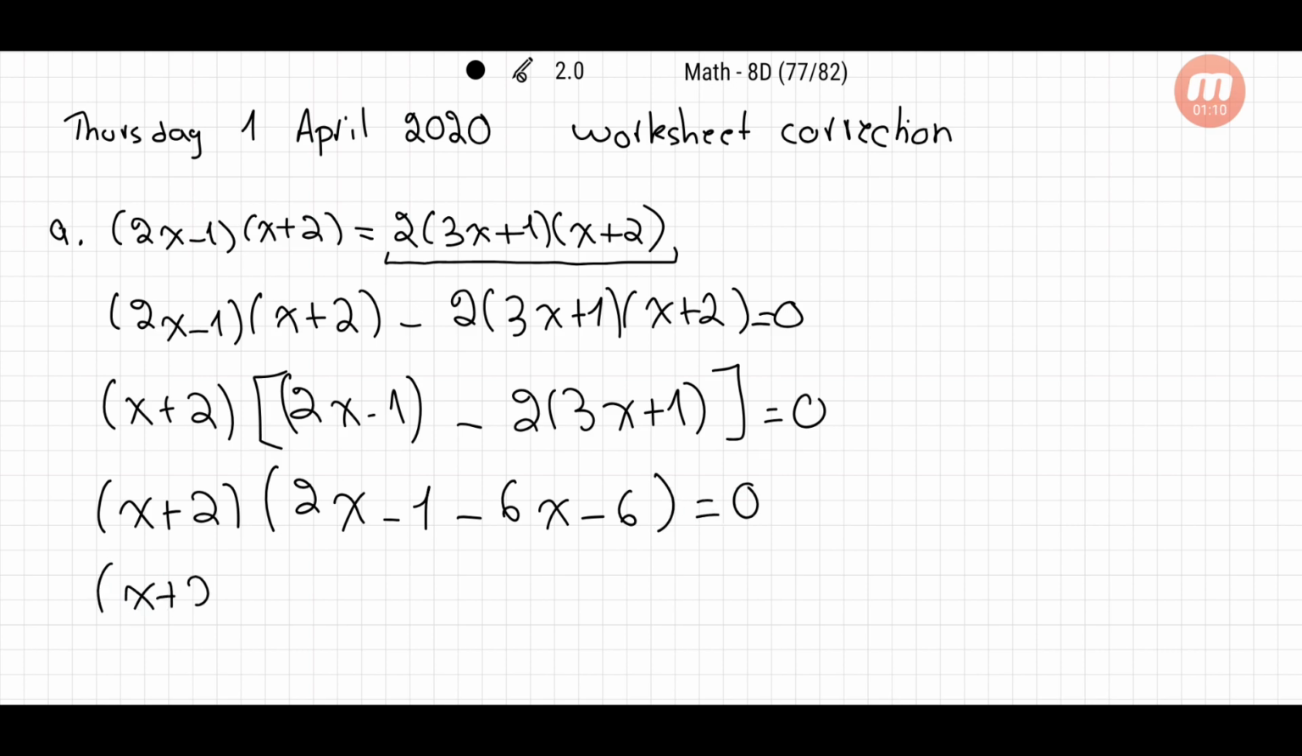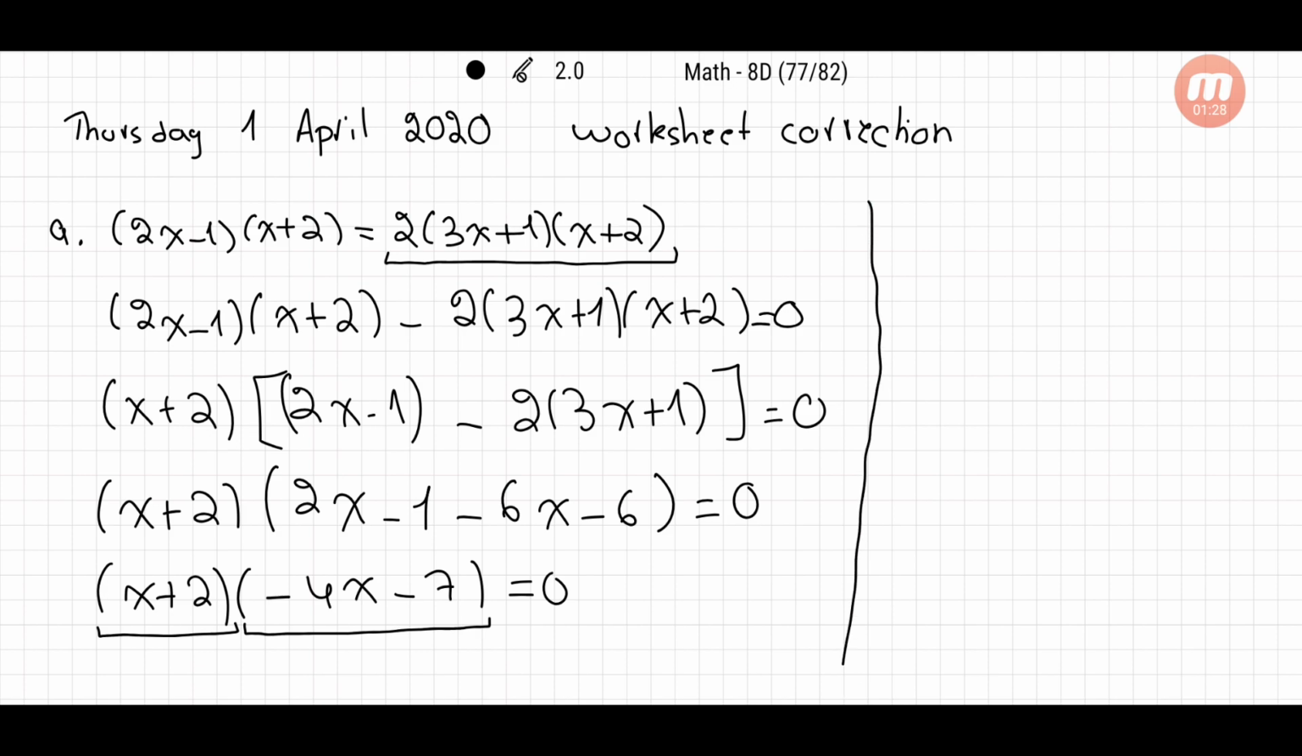Now (x + 2), 2x − 6x is −4x, −1 − 6 is −7, equals 0. Now it is factorized, I can solve it by taking this factor equal to 0 and this equal to 0. So x + 2 equals 0, or −4x − 7 equals 0.